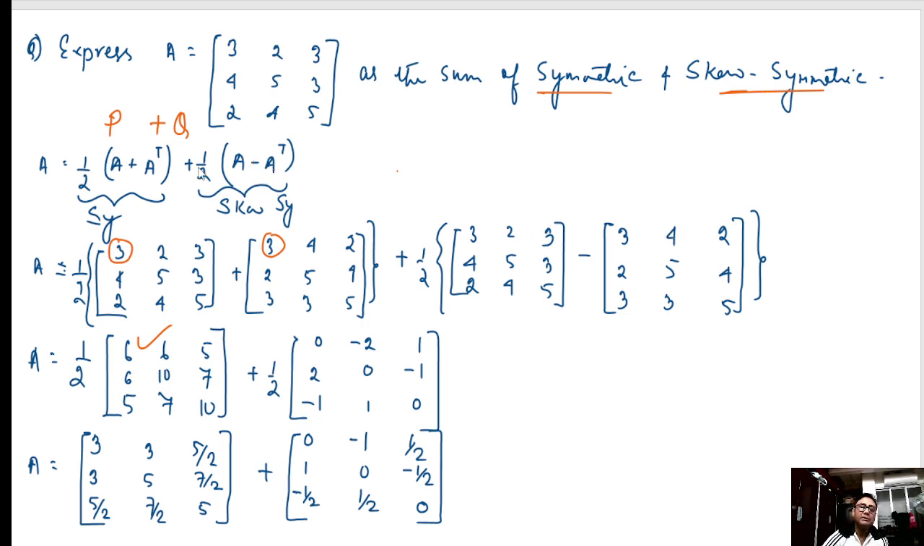Skew symmetric matrix is written like this. So we will keep subtracting the first from the second, and we are getting this, and there is a half here. So taking the half common, we will add these two matrices, and that is the answer. So this is the symmetric part and this is the skew symmetric part. That means this matrix can be written like this, as symmetric plus skew symmetric.